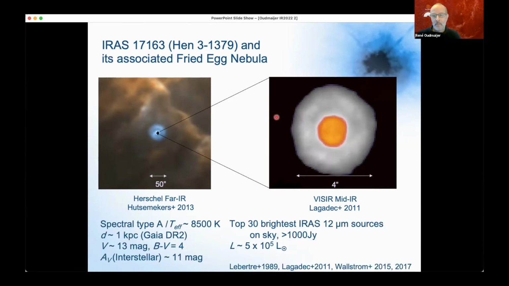So from spectral typing, we found that the object is A-type, about 8,000 Kelvin. It's one of the brightest 12 micron sources on the sky. It's more than 1,000 Janskys. It's actually quite shocking that no one took notice of this object for a long time. Its distance is 1 kiloparsec, and combined with the photometry, we get that it's 500,000 solar luminosities. So it's actually quite a bright object, okay?